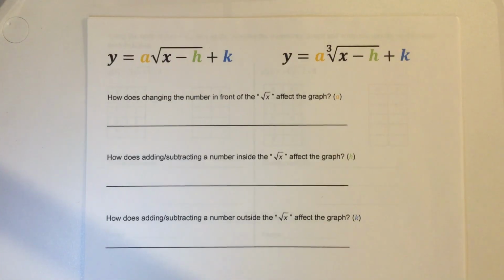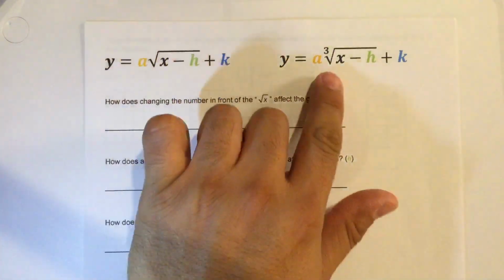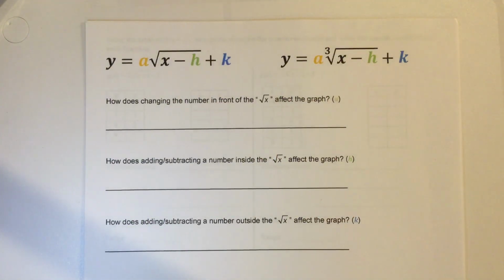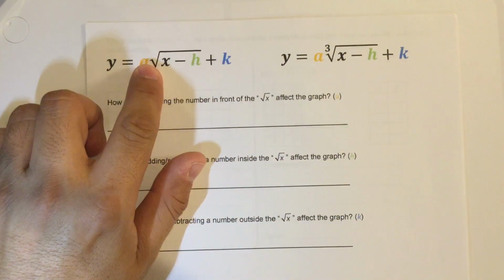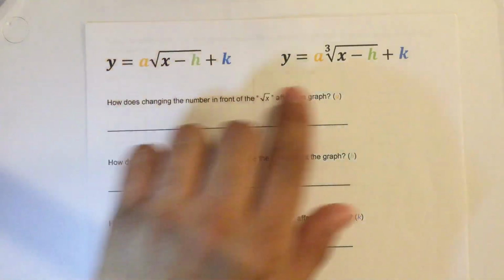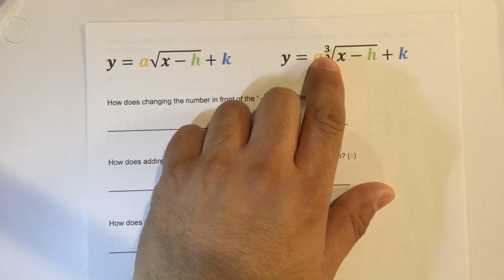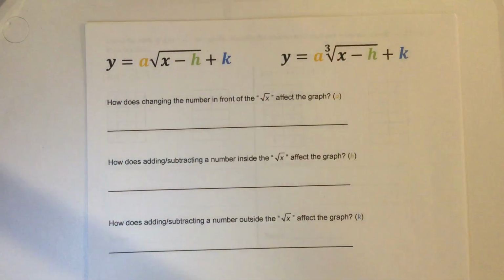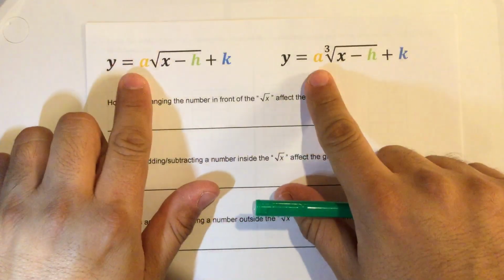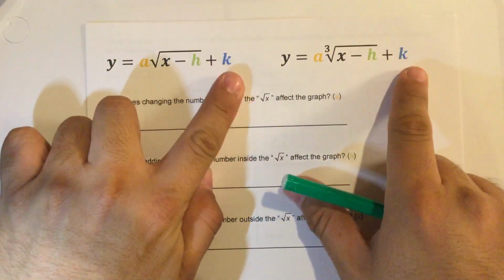All right, for this part, we're going to be talking about transformations. So the two functions we're dealing with again are the square root and the cube root. And if you're wondering how I can tell the difference, it is because the index here is not a given number, so we assume it is 2. This one has a 3, so I know that is the cube root of this. Now you'll notice they have the same 3 letters, a, h, and k.